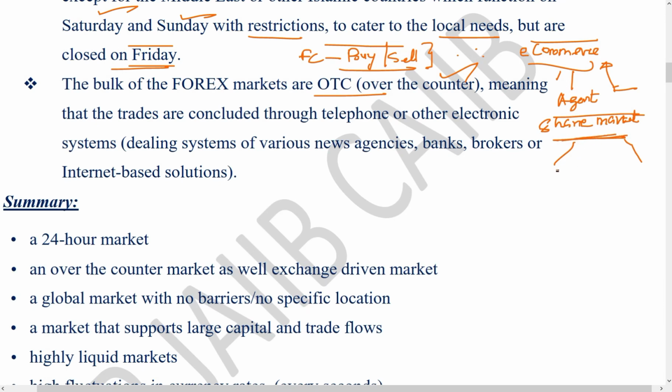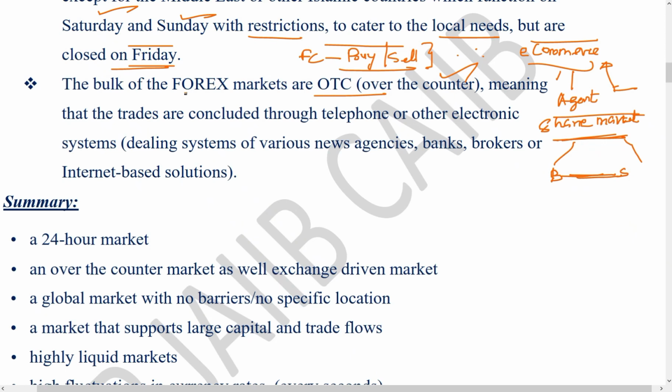Over the counter means you are directly exchanging with the seller. You are directly negotiating, directly contacting the seller, either through the phone or through the internet, any means, but you are directly contacting the seller and negotiating the price. But when it comes to e-commerce or the share market, it is not direct over the counter, it is a centralized mechanism.